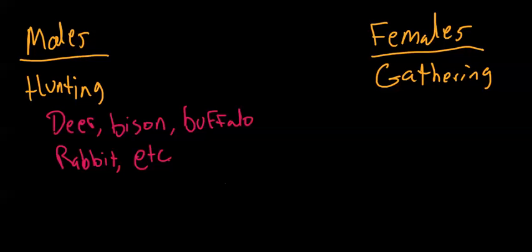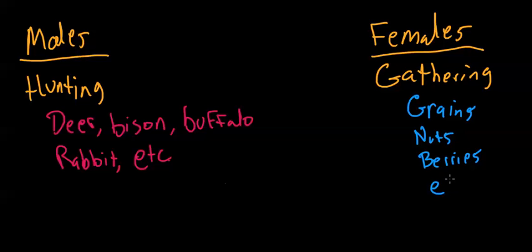And females would take care of most of the gathering. Some different products that they would try to attain for their communities: grains, nuts, berries, etc. So whatever else was available within the area that they were living as well is what they would attain. So then they would have a balanced diet, or try to have a balanced diet as much as possible.